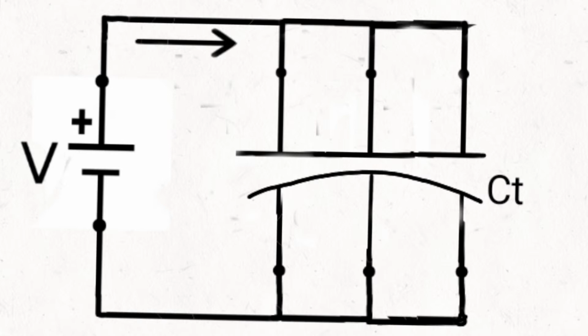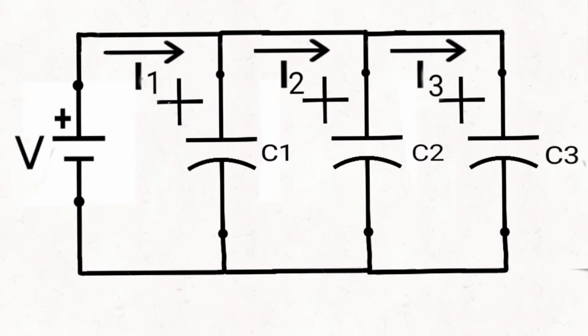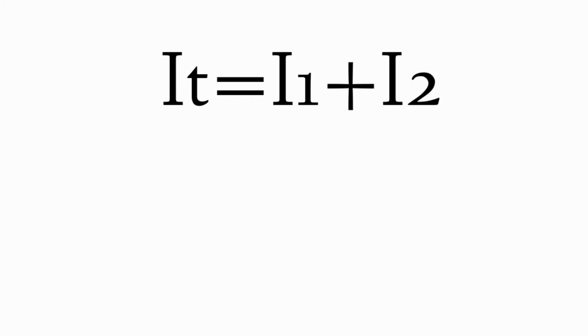Then the total capacitance value of the capacitors connected together in parallel is actually calculated by adding the plate areas together. In other words, the total capacitance is equal to the sum of all the individual capacitances in parallel. Also, we can find the total capacitance of parallel capacitors in the same way as the total resistance of series resistors. Here you can see the current is splitting in each capacitor as I1, I2, and I3. So the total current is equal to I1 plus I2 plus I3.